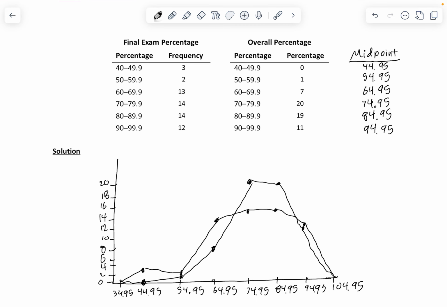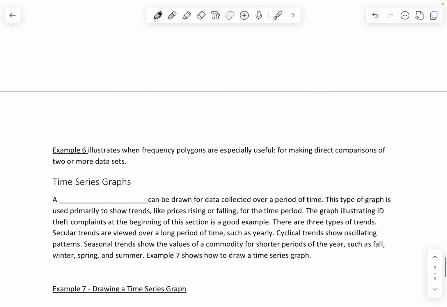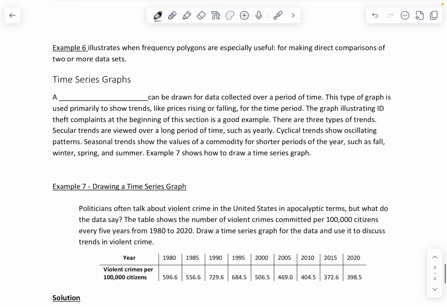If we try to draw two histograms on the same axes, we'd get basically a mess because the histograms have kind of filled in bars. Even if you use different colors, in some places the bars would obscure each other, making it almost impossible to read, right? So that wouldn't really work. You'd have to do two completely separate histograms to make that work. Okay, so example 6 illustrates when frequency polygons are especially useful for making direct comparisons of two or more data sets.